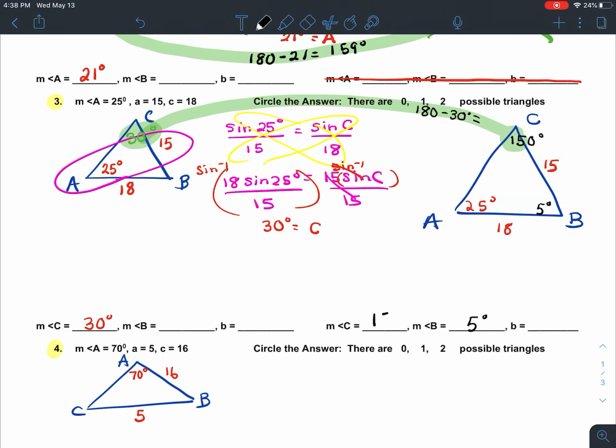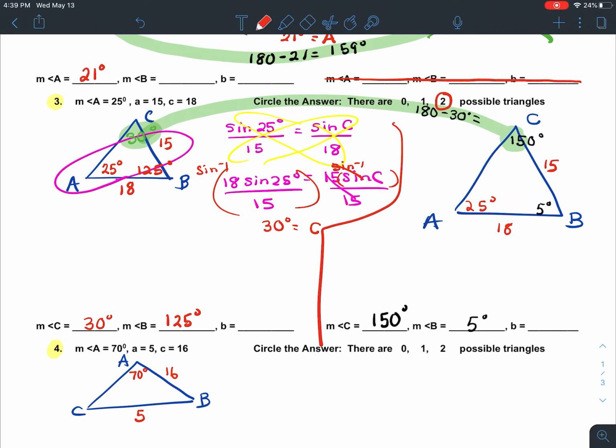So in this particular problem, I'm going to go ahead and come up here and I'm going to circle that there are two possible triangles, and then you basically have two problems in one, where I'm going to splice the paper sort of in half here. We could come back to the first triangle and do the same thing and say that if we have 30 and 25, that adds up to 55, so that means angle B would have to be 125 degrees. I'm going to throw that on the picture.